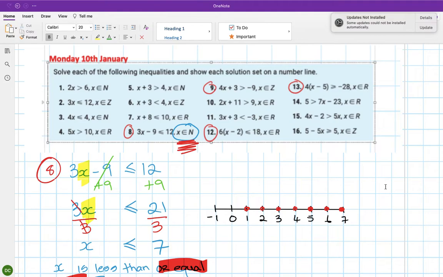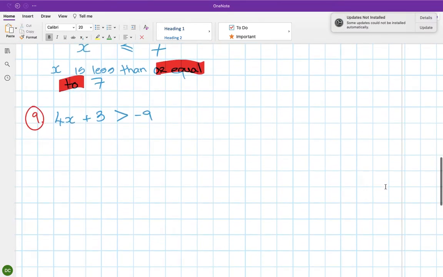I'm going to take it down and then I'll scroll down. So it's 4x plus 3, copy the sign, minus 9. And then it's going to be integers, which are whole numbers, positive and negative. Okay? All right, so let's solve. So keep the x. I want to get rid of the plus 3, so I do that with a minus 3 and minus 3 to balance out. So 4x, copy the sign, and minus 9 minus 3 is minus 12.